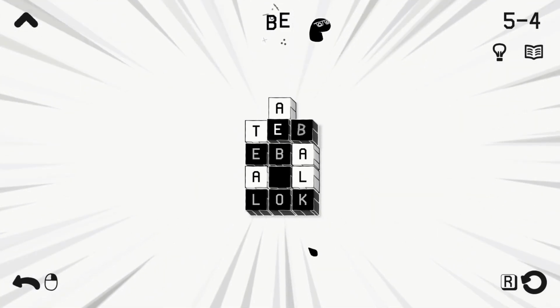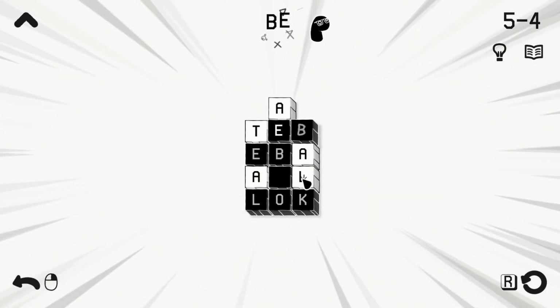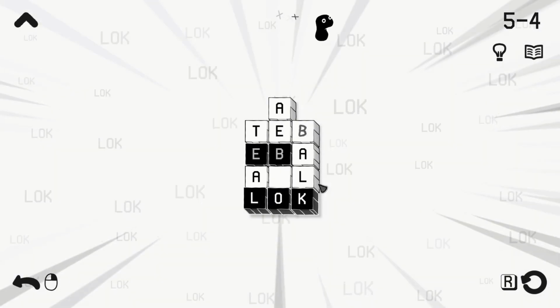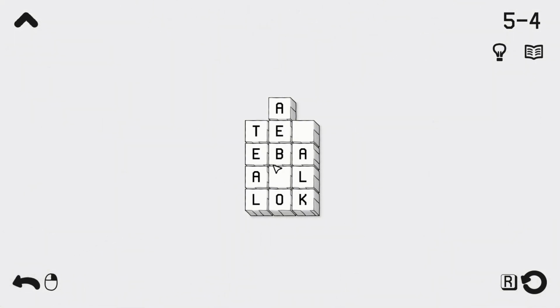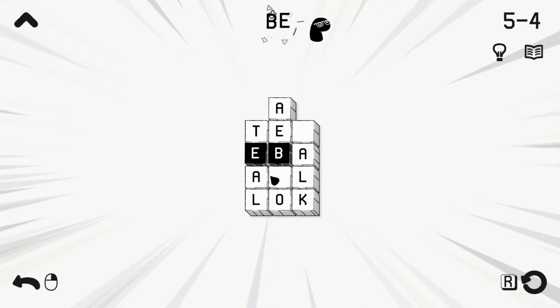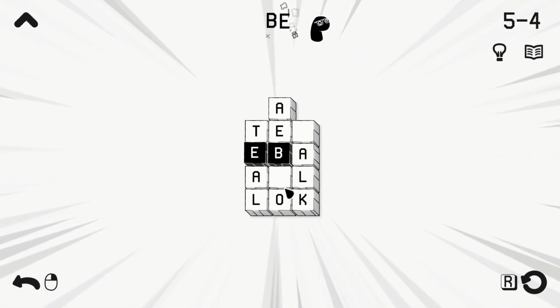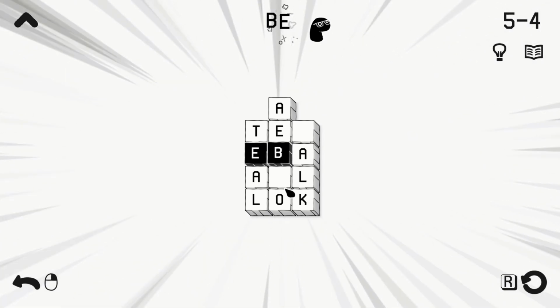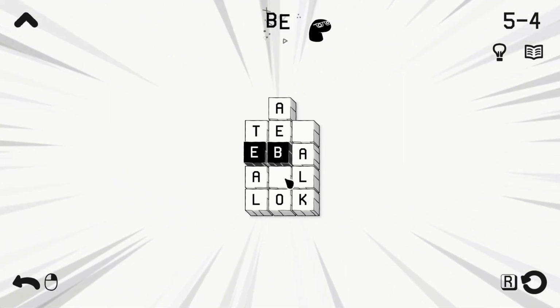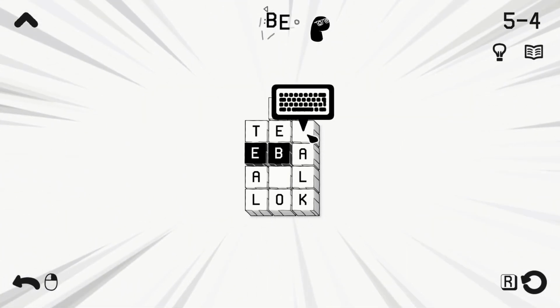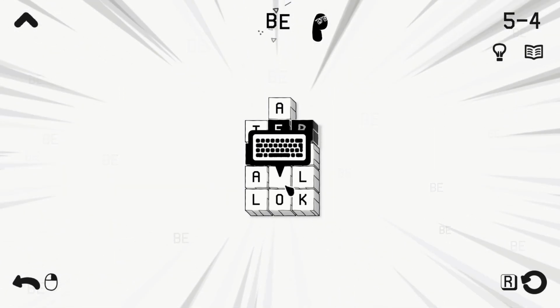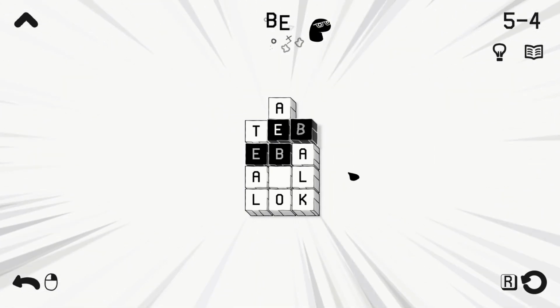What am I left with? Oh, but I can't. Aha. Okay, so I have to be careful with B because then I have to make sure there's always a blank space. So if I did something like this, I have to make sure that there's a letter to be able to be put there.